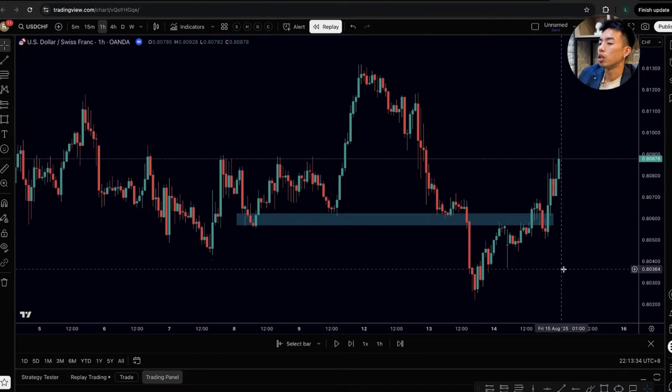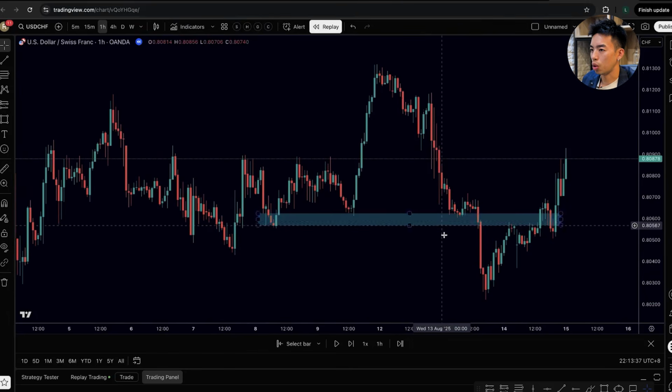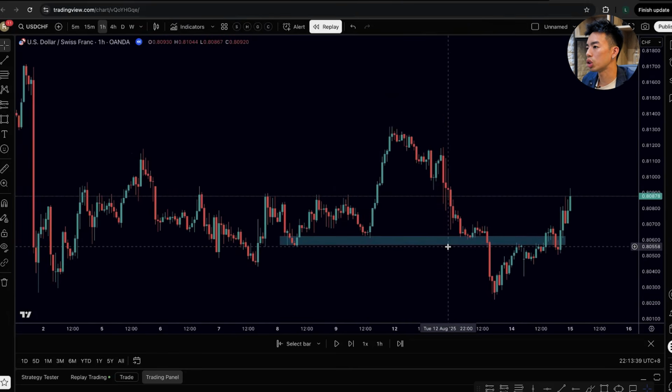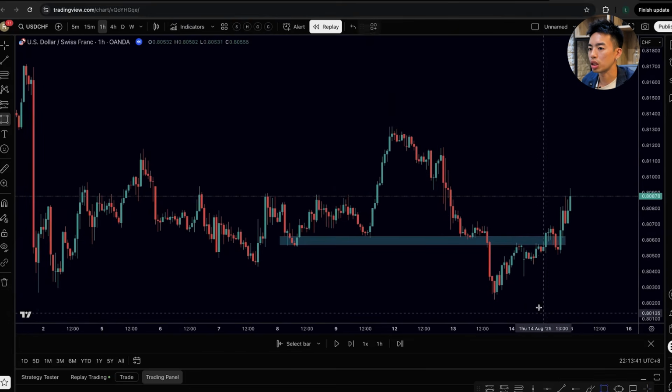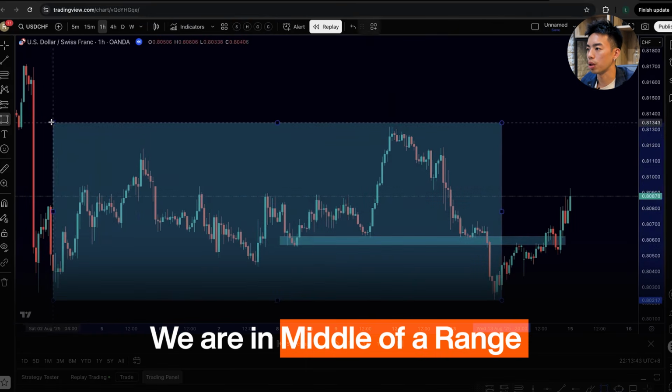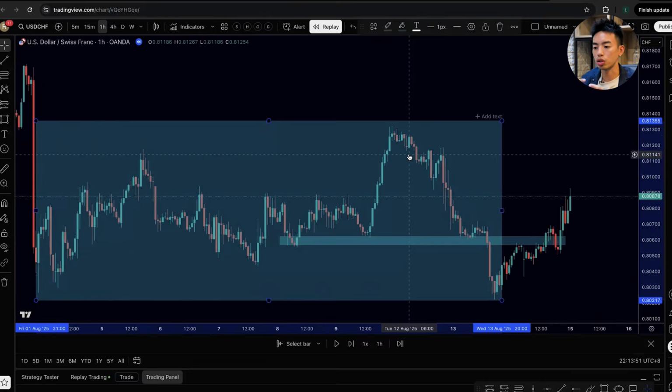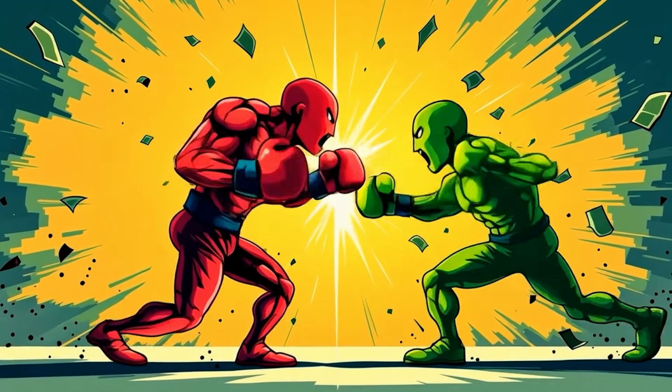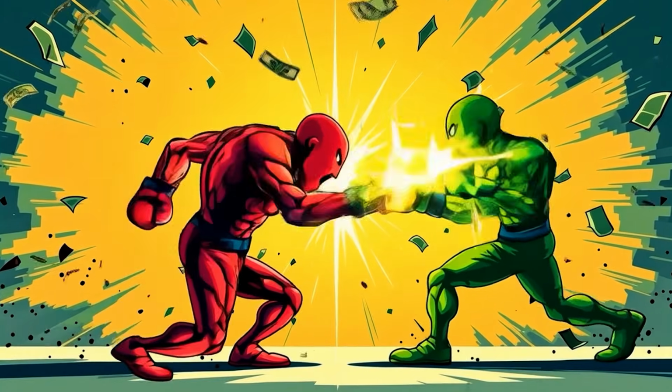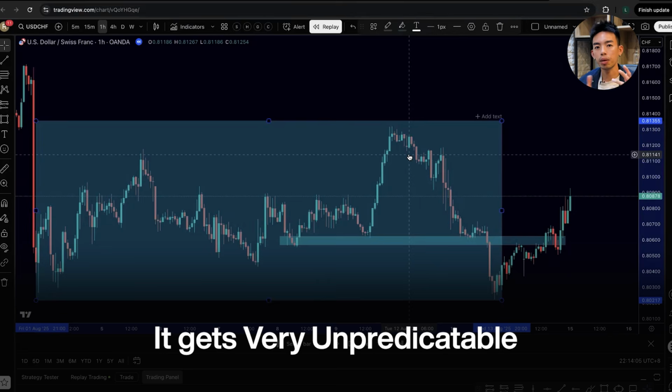But here's the reason. The reason why this does not work is if I scroll out just a little bit, we are able to see that we are pretty much in the middle of a range. And because we're in a range, there's constantly buyers and sellers. They're both fighting for prices. So it gets very, very unpredictable.